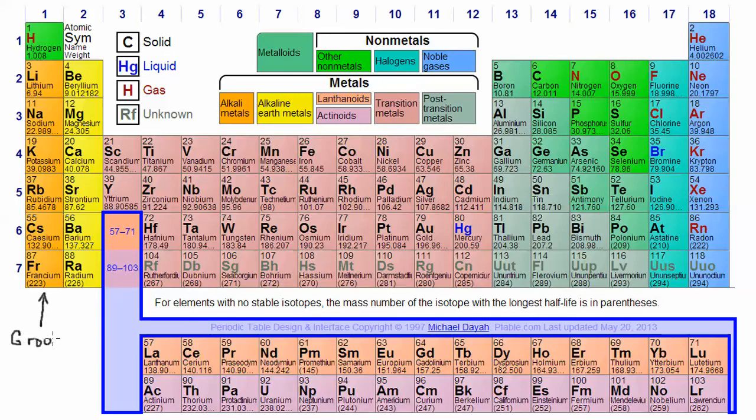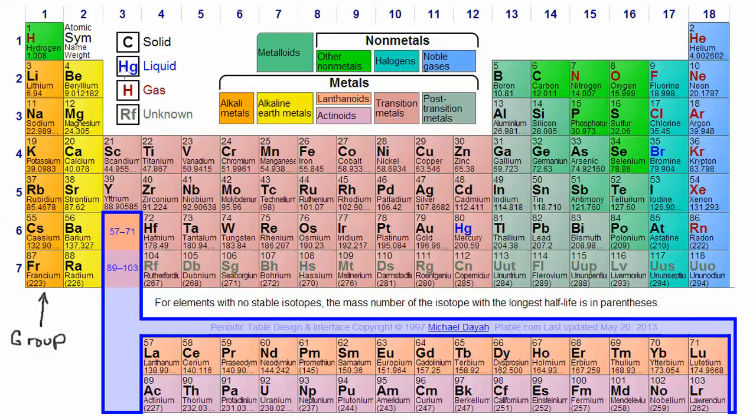So columns are called groups, and the rows that go across, and you can see that there's a lot of elements that are missing from this first row. There's just hydrogen and helium in this first row. And then the second row also skips some space, and so does the third. And then finally when you get to the fourth row, it goes all the way across with elements.